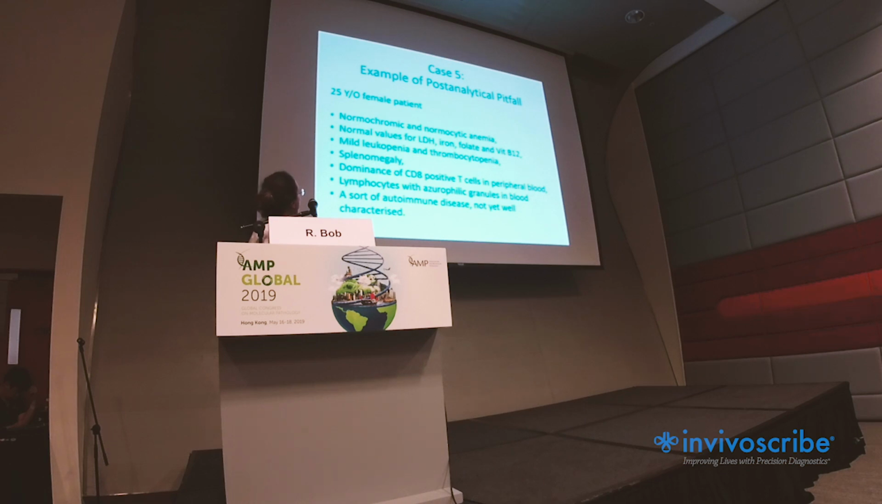We come to case 5, another example of a post-analytical pitfall. This time I start with clinical data. We have a young patient with normochromic normocytic anemia, normal values for anemia-related markers. I didn't write everything here. Mild leukopenia and thrombocytopenia. She has also a mild splenomegaly. She has also dominance of CD8 positive T cells in peripheral blood, and morphologically they also have eosinophilic granules in the cytoplasm. But she has also a sort of autoimmune disease which is not well characterized. And they want to know what these T cells are.